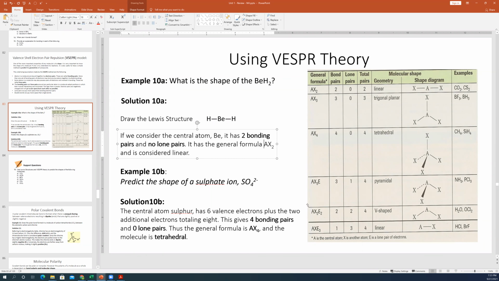Now, if you had a molecule of the sulfate ion, for example, you would look and see that the central atom sulfur has 6 valence electrons plus the 2 additional electrons because it has this -2 charge, totaling 8. So with the 4 oxygens, this gives 4 bonding pairs and no lone pairs. The general formula for this sulfate ion would also be AX4. So the sulfur would be here, the 4 oxygens would be like that, and they would adopt this tetrahedral arrangement.